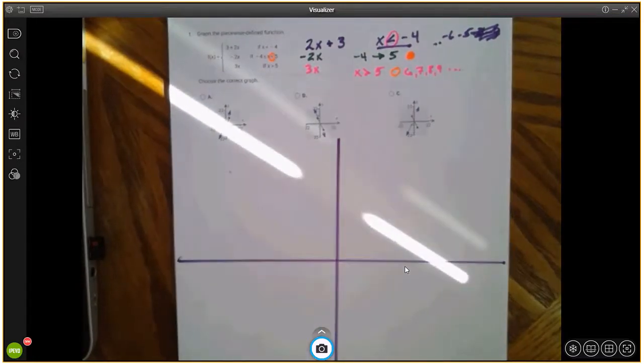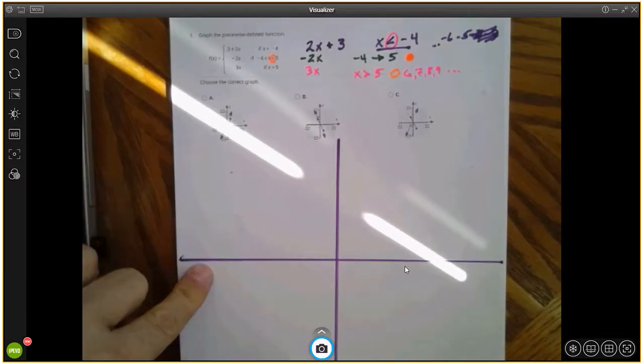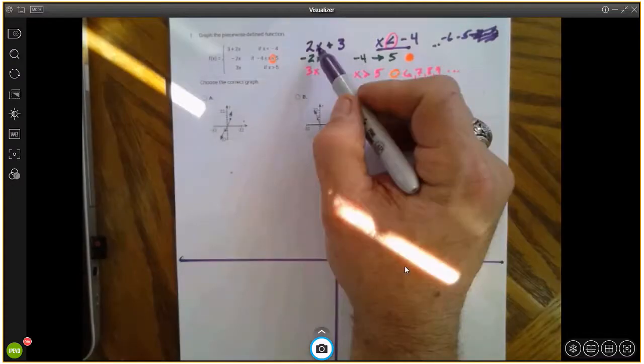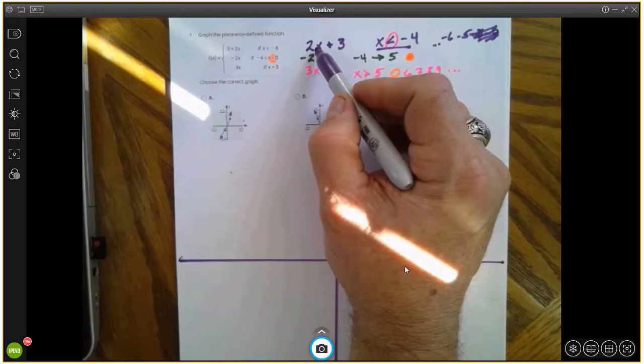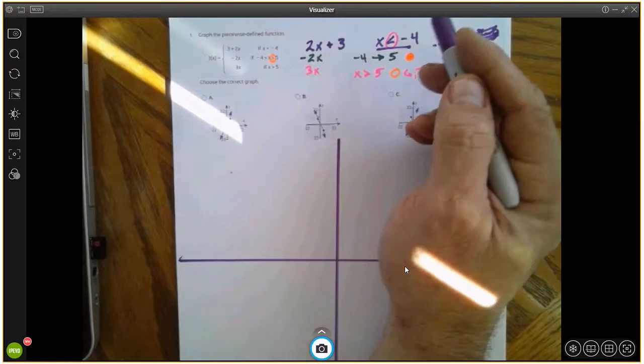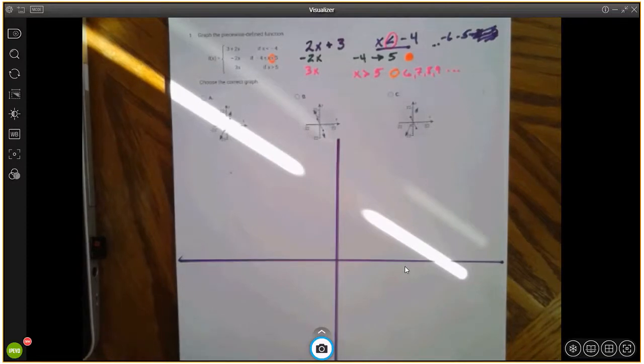All right, let's do the first one, 2x plus 3. So I'm going to go down here and do x, y, 2x plus 3, and I'm going to use -5, -6, -7, -8. Okay, so -5, 5 times 2 is -10, plus 3 is -7. Okay. -6 times 2 is -12, plus 3 is -9. -7, that'd be -14 plus 3 is -11.